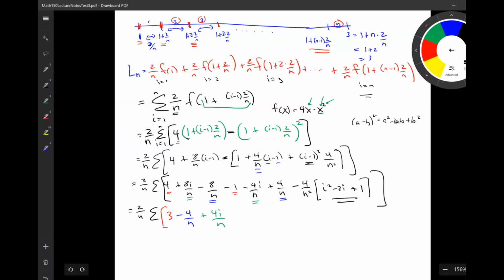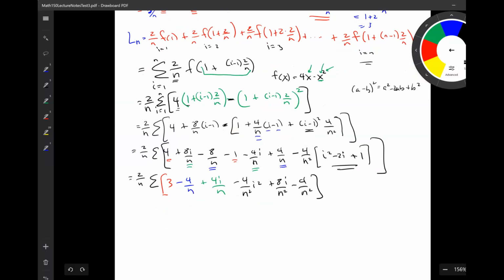And then I'm going to take the time to multiply this out, so I get a minus 4 over n squared i squared plus 8i over n squared minus 4 over n squared. So you're getting the sense that one of them is going to be harder than the other, correct? All right. So there's nothing else that'll join together.